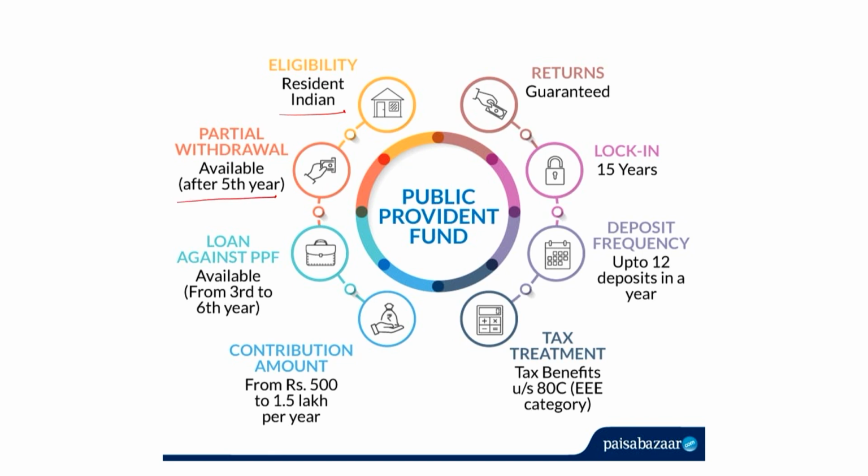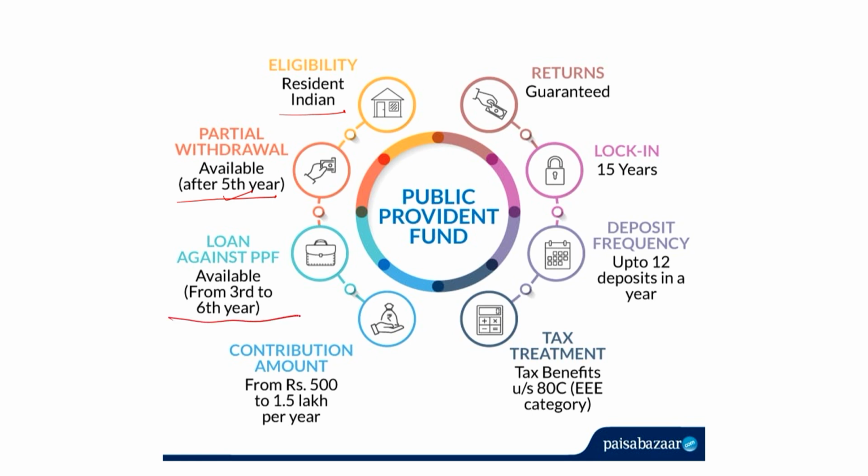Partial withdrawal is allowed to the investor, but only after a time period of the 5th year. So there is a fixed lock-in period in the public provident fund of a minimum of 15 years, but after the 5th year you can partially withdraw your investment from the public provident fund.